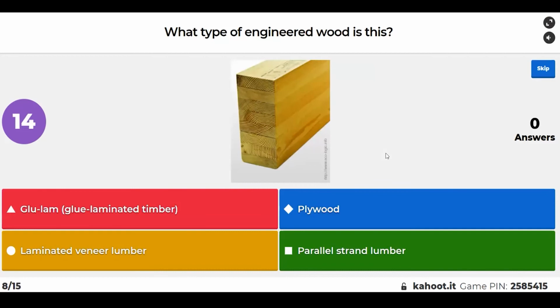What type of engineered wood is it? Okay, so it looks like a bunch of pieces that are connected, glued together, right? Since they're all glued together, I feel like it would be glulam. So it's glue laminated timber. So everything's just glued together.